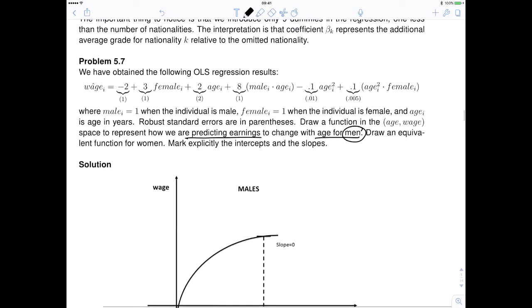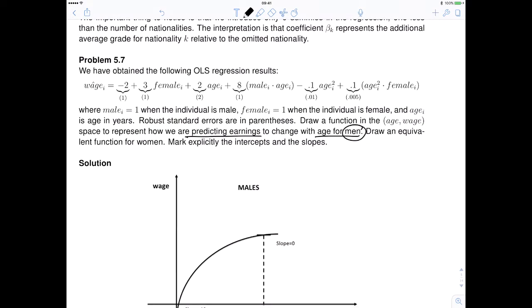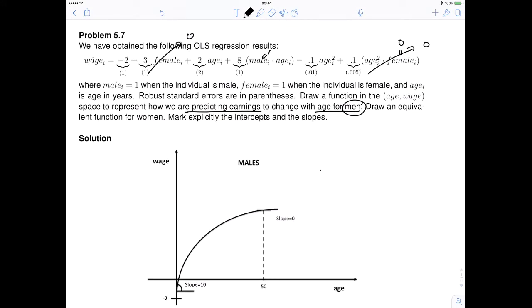So we're looking at men, right? Men means female is equal to 0, so this goes away. Men means that this equals 1. This also goes away. So what do we have? We have minus 2 plus 10 times age minus 0.1 age squared. That's what you have, okay?